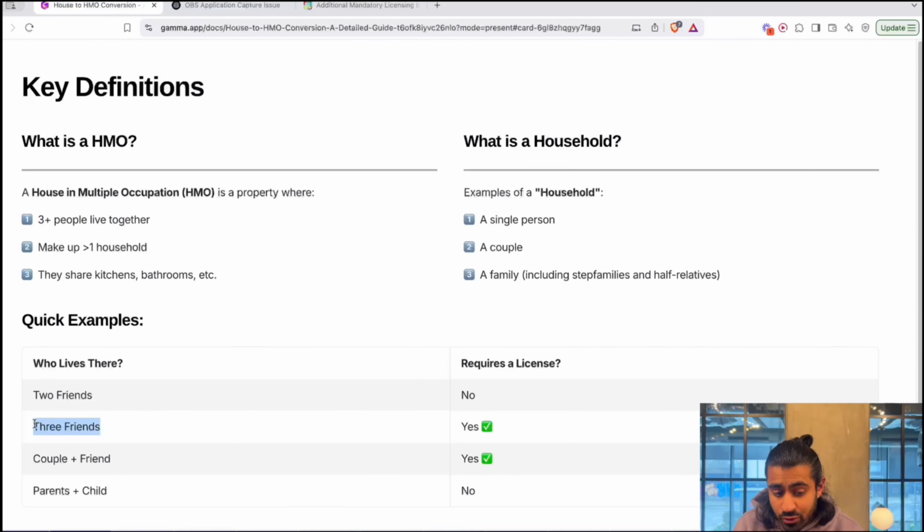If you have 3 friends, however, there's 3 or more people living together, you make up more than one household because you make up 3 households, and you share communal facilities. So here you would require a HMO license. Finally, if you are a parent and a child, where you have 3 or more people living together and you're sharing communal facilities, you only make up one household because you are related. So this would not be a HMO. Hope that clears up the definitions of what a HMO is.